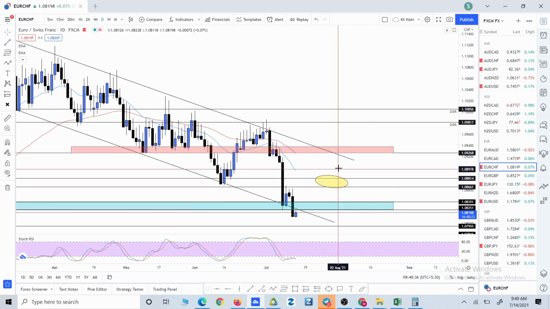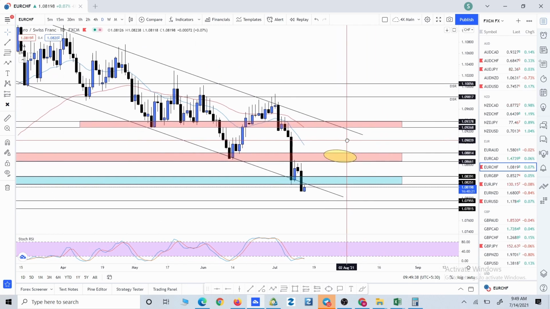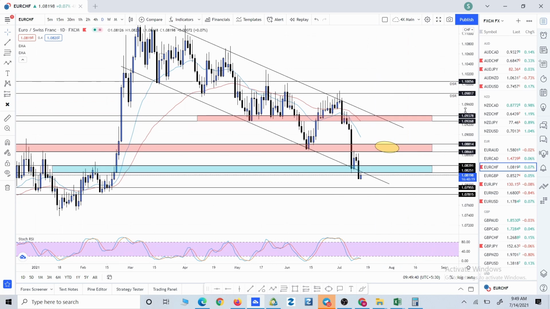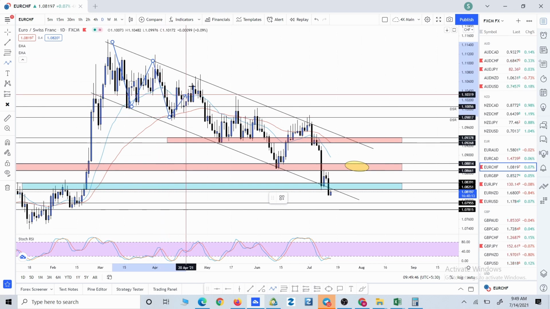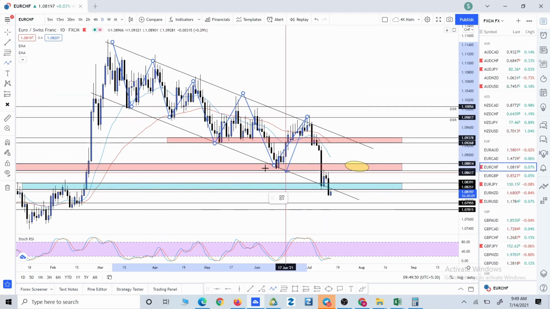If I talk about the Euro-CHF, as we can see, we are continuously making lower lows and lower highs. Starting from here, we had a high, low, lower high, lower low, lower high, lower low, lower high, lower low, lower high, and then we broke below the previous low. So what we were waiting for, as I mentioned in the previous video, was for the price to retrace back to this high confluence zone.